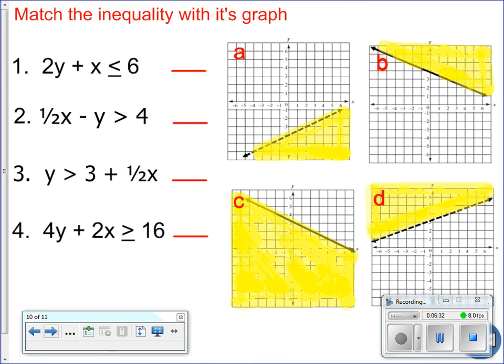All right, match each inequality. So number 1 goes with C. Number 2 goes with A. 3 is D. And 4 is B.